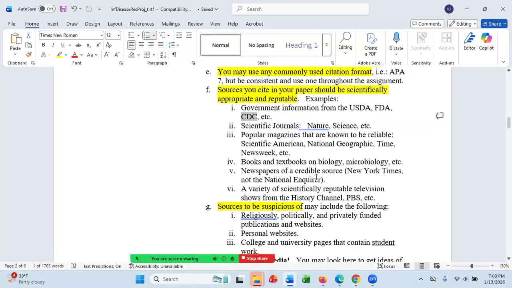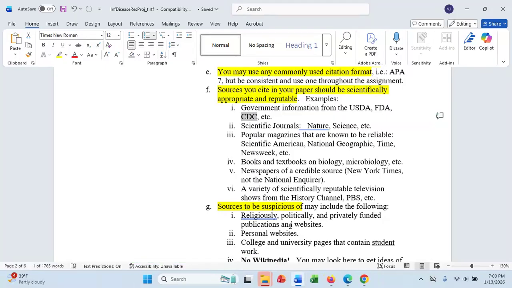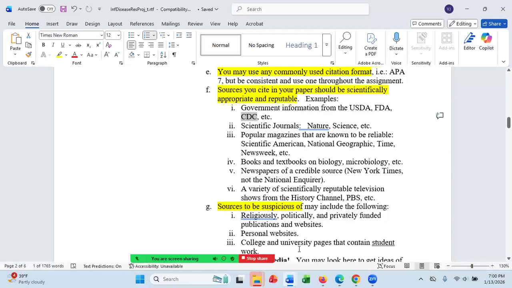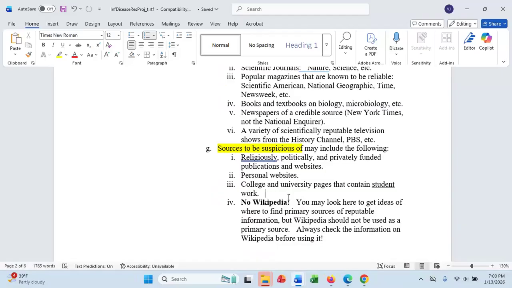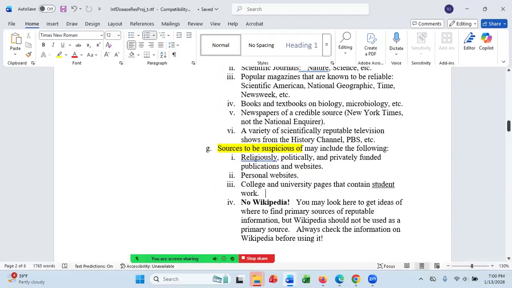Do not cite things from a suspicious site, like a religious, a politically motivated, or a privately funded publication website, because they'll have their personal biases. College and university pages that contain student work: students make mistakes, they don't change them. If it's a college or university site made by a professor, that might have a mistake in it, but eventually the professor will find the mistake and then correct it. Wikipedia, I've already mentioned, you can't use because anybody can change it at any time.